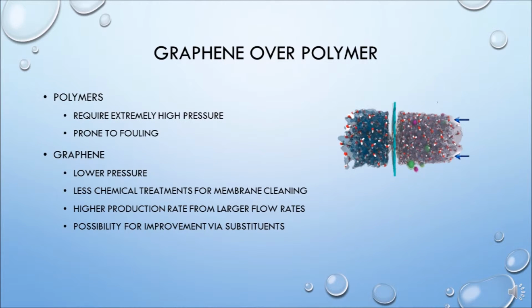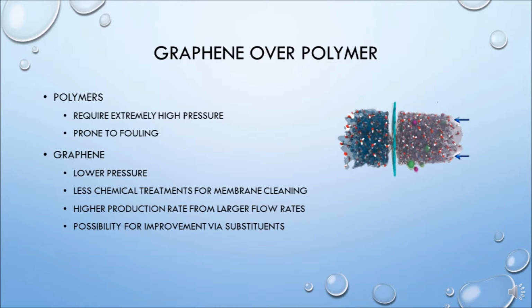Overall, polymer reverse osmosis membranes are efficient, however, graphene membranes are more efficient. The polymers require extremely high pressures, which makes them inefficient because it costs an extremely large amount of money to pressurize the water to the pressure needed to push the water through the membrane, and it's also prone to fouling. Whereas the graphene allows for a lower pressure to be used, and we can actually use less chemicals to treat the water, and we can leave out chemicals that we don't need for the membrane cleaning because there's less cleaning that we need to do with the graphene.